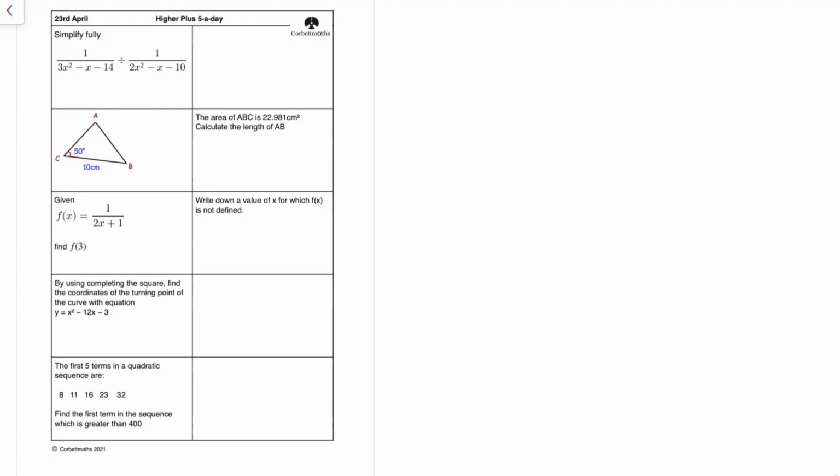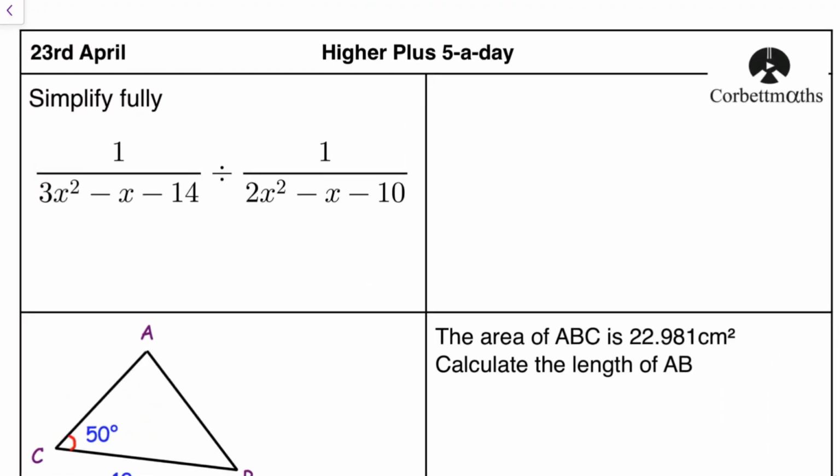23rd of April, Higher plus 5 a day, and let's just go straight to the first one. Okay, so it's a nice straightforward algebraic fraction.